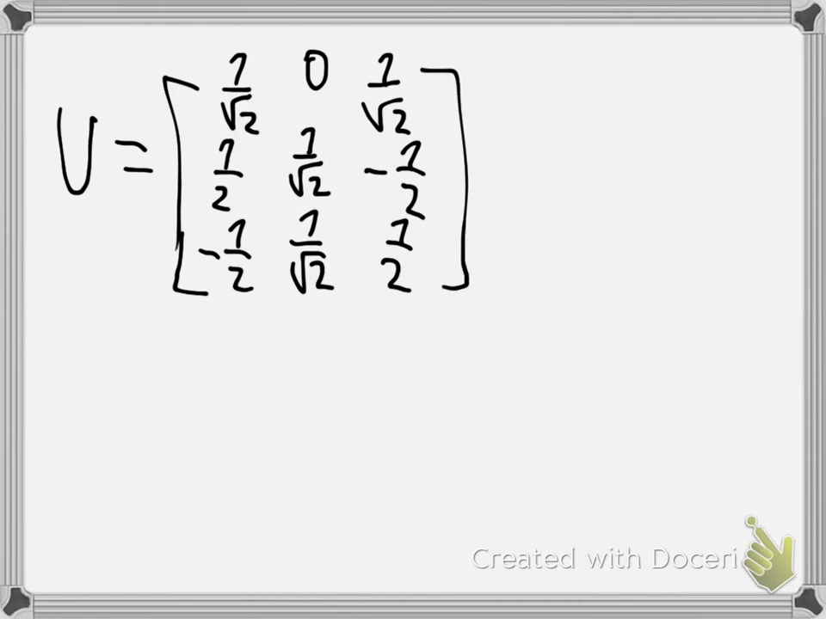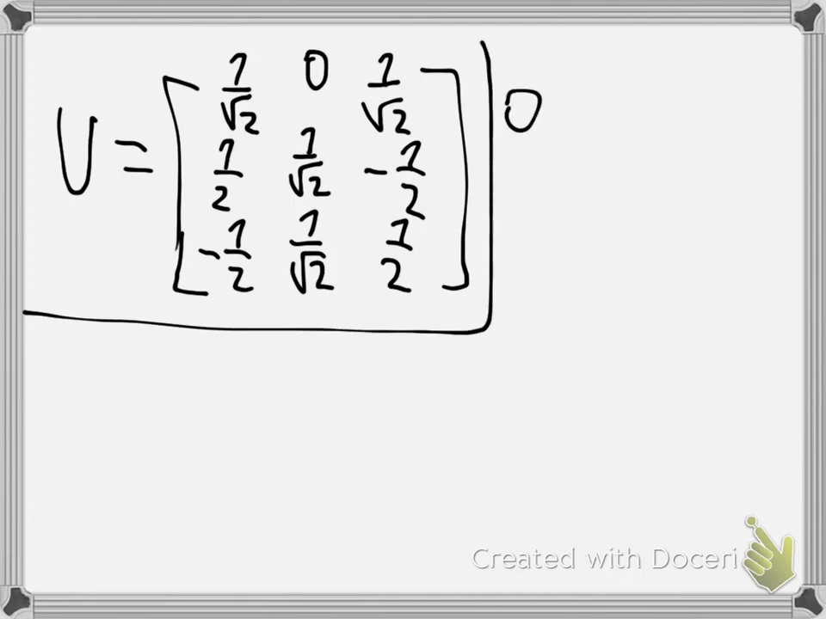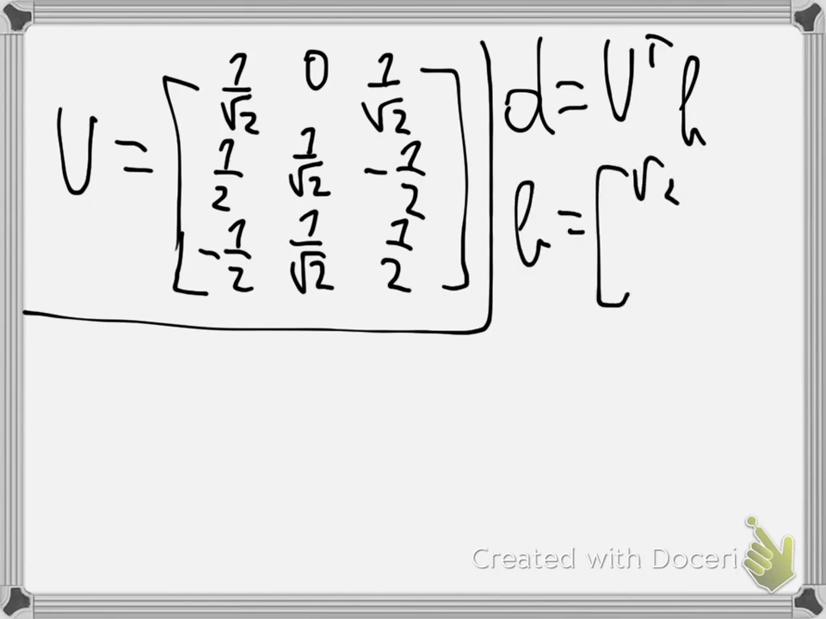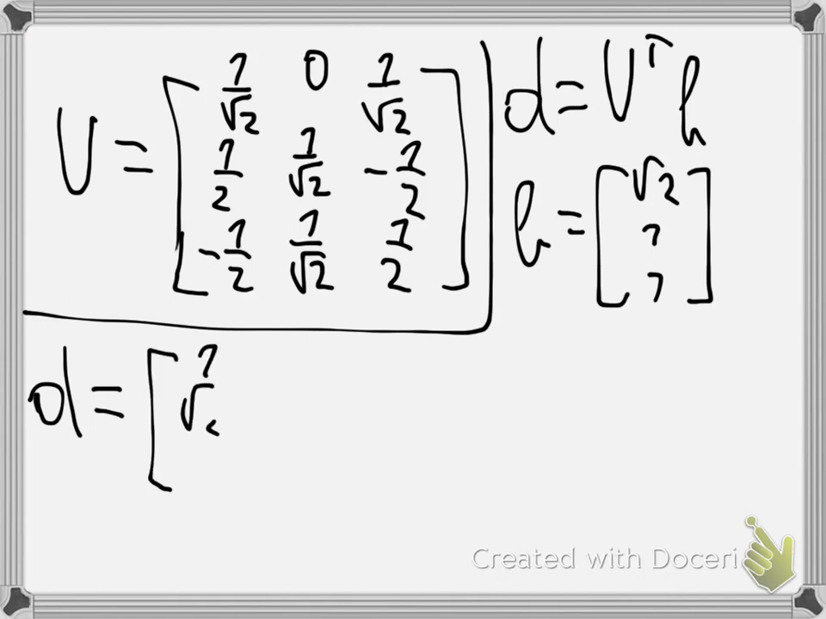Okay. Now, remember, we need to find the vector D, which is equal to U transpose B. So we know B. Recall B is equal to square root of 2, 1, 1. And U transpose, you just transpose it. And so if you calculate D, you should get 1, square root of 2, 1.